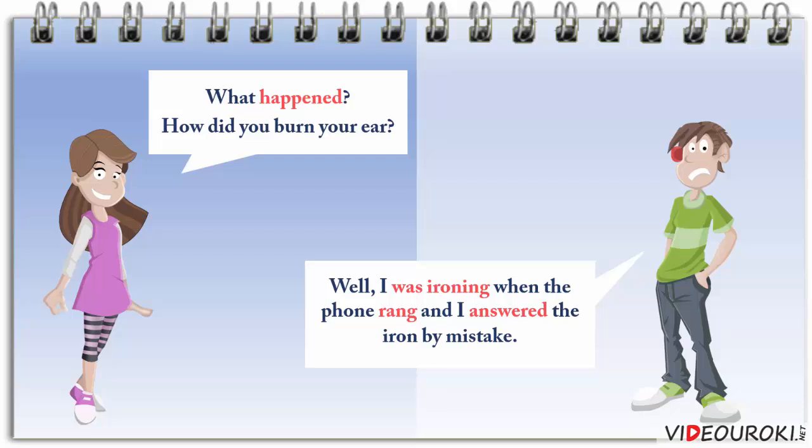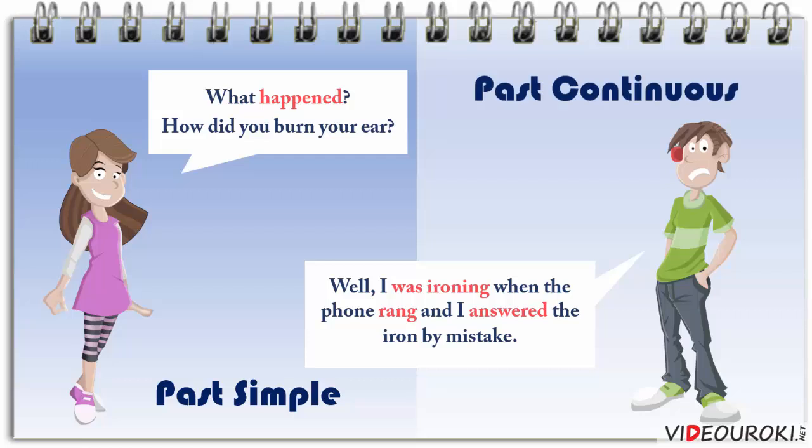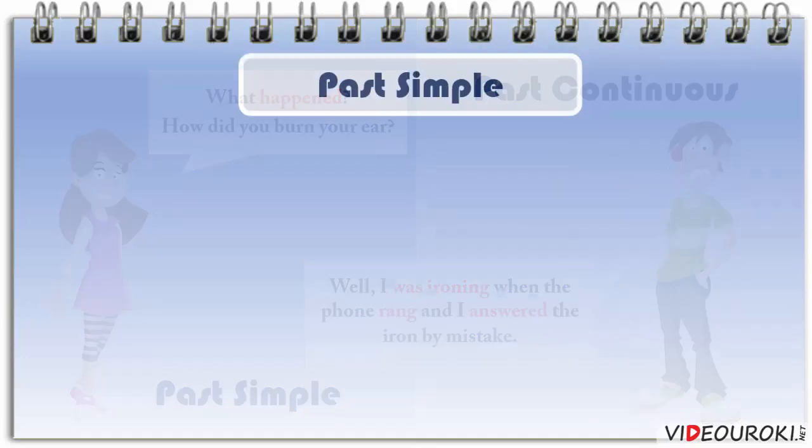Look at these underlined verbs. Happened, was ironing, rang, answered. Can you remember what tense forms they are? Happened, answered, and rang. These are the forms of past simple tense. Was ironing, past continuous. Today the lesson will revise the formation and the use of these two past tenses, past simple and past continuous.